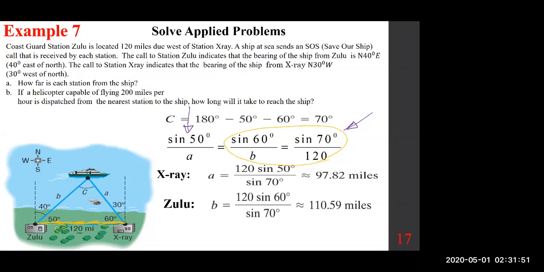In this case, the distance is equal to A. So you divide 97.82 by 200, and it gives you 0.49 hours. And that's close to 30 minutes.